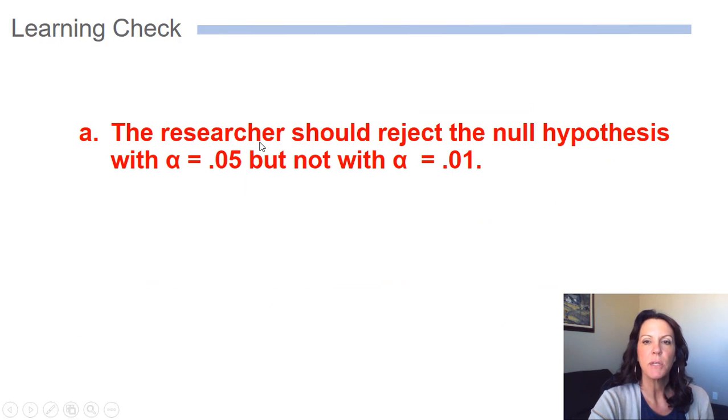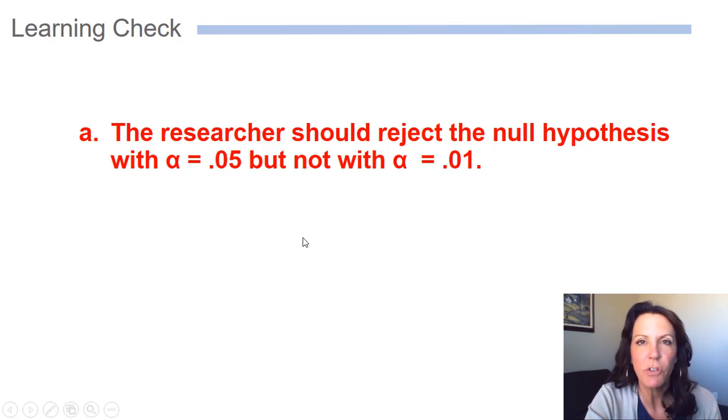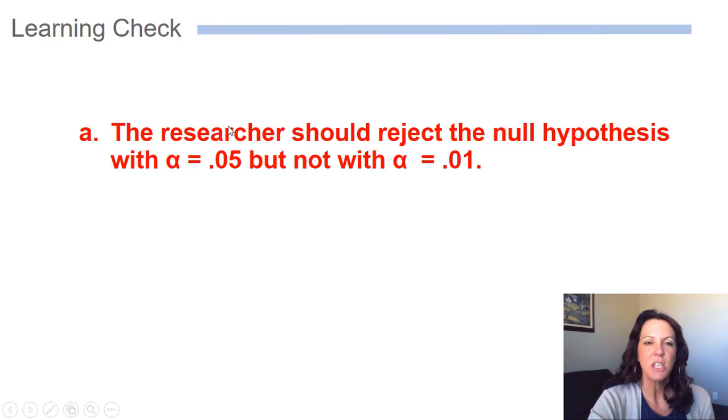So in this case, the researcher rejects the null hypothesis with alpha 0.05, but not with alpha 0.01. Very interesting here. Depending on how I set my alpha, I have two different decisions. And so this is where alpha plays a big part in power. I'm more able to detect a significant result with an alpha of 0.05 than I was with 0.01. I missed it at 0.01.